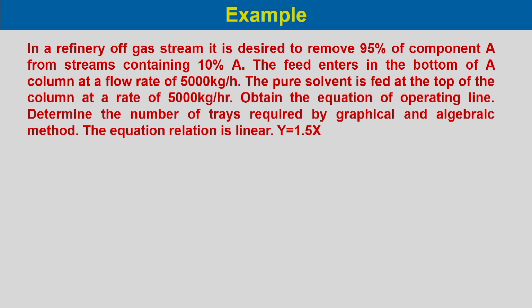In a refinery, an off-gas stream is to have 95% of component A removed from a stream containing 10% A. The feed enters at the bottom of the column at a flow rate of 5000 kg per hour. The pure solvent is fed at the top of the column at a rate of 5000 kg per hour. Now, obtain the equation of the operating line, then determine the number of trays required by the graphical and algebraic methods.